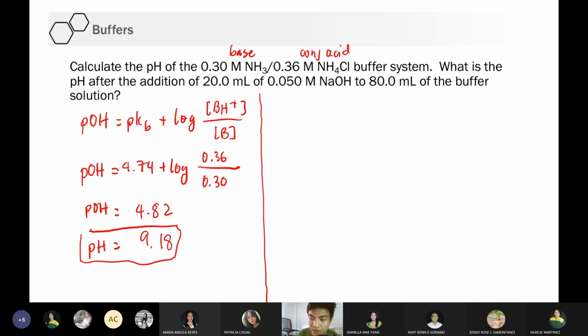So, yan. So, pH is 9.18 when we mix 0.30 molar of ammonia and 0.36 molar ammonium chloride. Ay, ganun lang. Yun na yun. How about the next question?